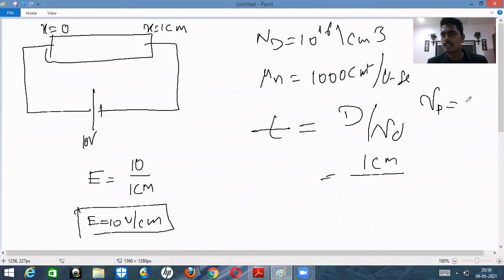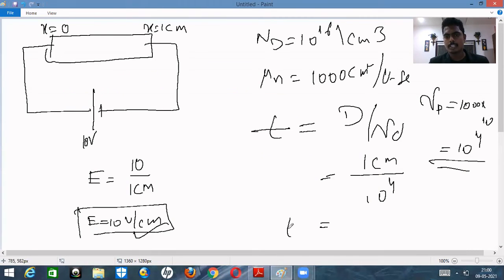Drift velocity is nothing but mobility times electric field intensity. Mobility is 1000, and electric field intensity is 10. So 1000 into 10 is 10 power 4, which is less than 10 power 7, so we can directly take this. So you will get t equal to 10 power minus 4 seconds, which is 0.1 milliseconds.